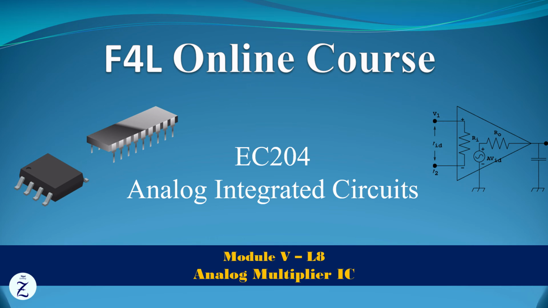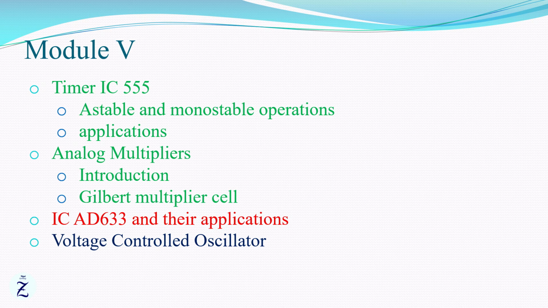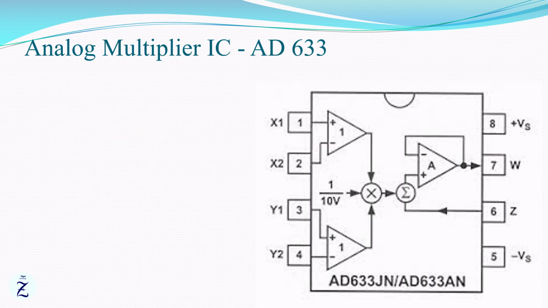Hello, welcome back to the online course on analog integrated circuits. In the last class, we have learned what is analog multiplier and different techniques for implementing an analog multiplier. This analog multiplier is also available as integrated circuits which consists of op-amps and other components inside the IC. So let us see one of those ICs, AD633.